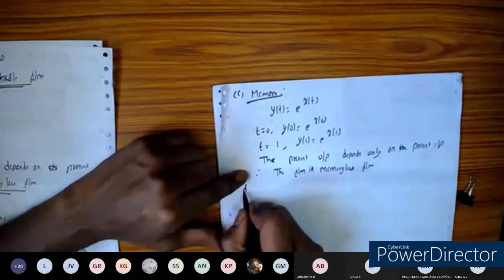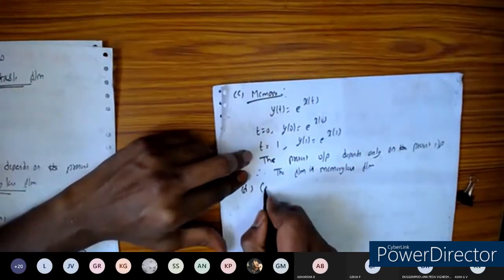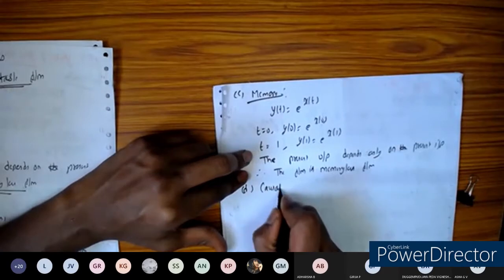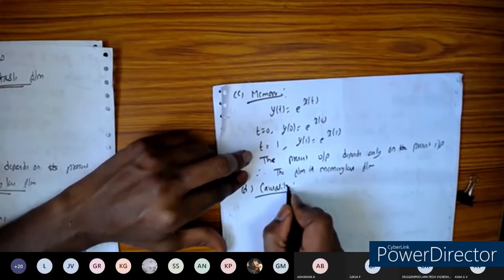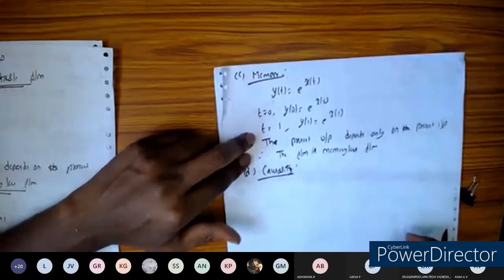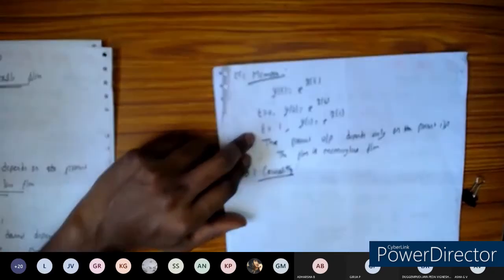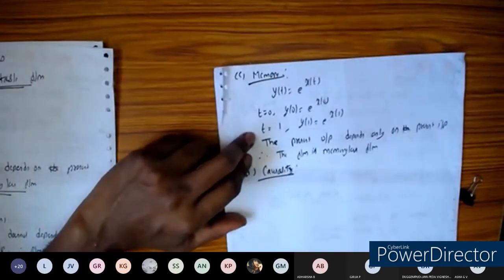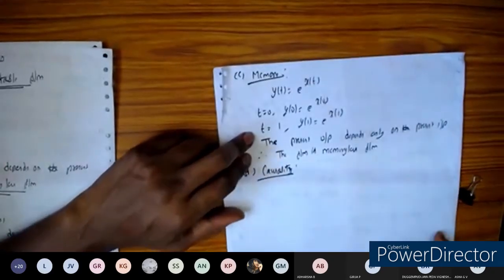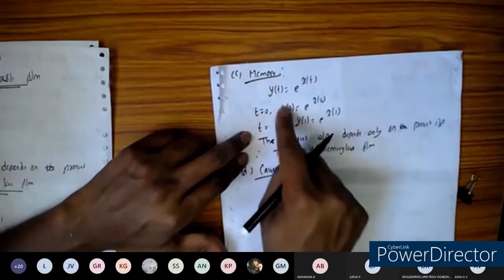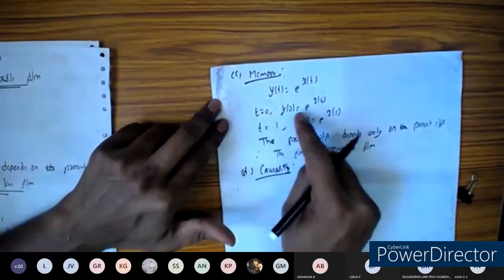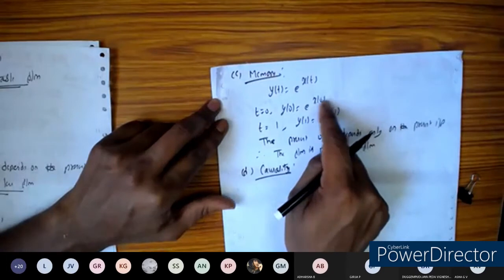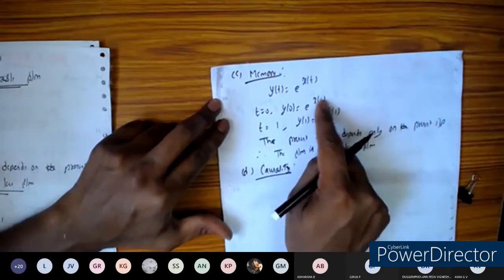Okay, now let us verify the causality property. Causality is nothing but the output does not depend on the past values or future values of the input. That one you're going to call causality. Since we observe here at t is equal to 0, the present output depends on the present input only. It does not depend on the future values of the input here.